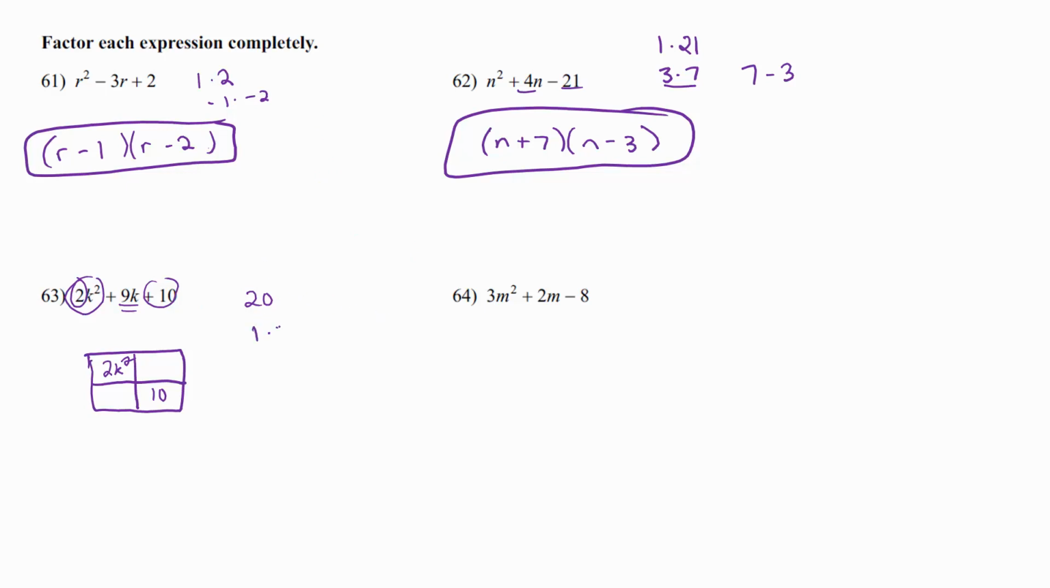So 20 is 1 times 20, and 2 times 10, and 4 times 5. So that's a start. And we want to then pick which pair adds to get 9, which is 4 and 5. When we put it in our square in the diagonal here, we put k's with it, because we're adding to get 9k. So we need 4k and 5k.